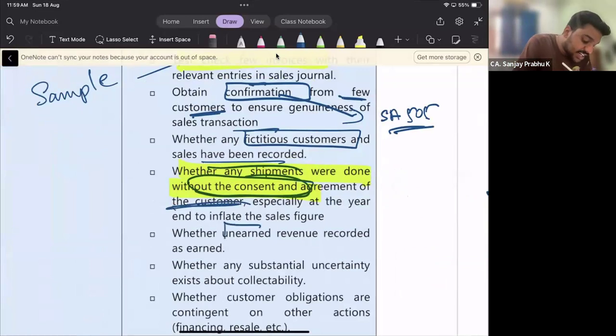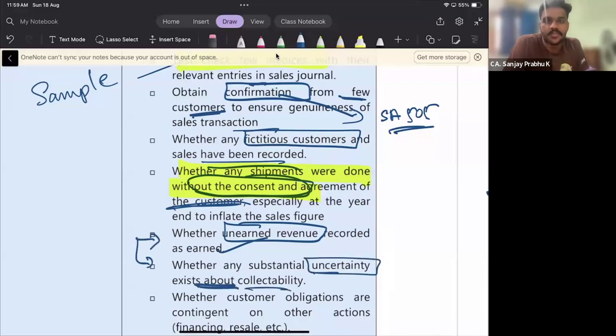Now, whether any unearned revenue has been recorded as earned. We all know we can record the revenue on accrual basis only when there is a certainty about the amount. These two points are the same: whether any substantial uncertainty exists about the collectibility. We can record revenue only when the amount to be received is certain, when it is very sure that the amount will be received. Accrual basis, AS 9, we can record the revenue on accrual basis. What is accrual basis? As and when the revenue is earned, not when the revenue is received. Whether any unearned revenue has been recorded, whether there is any substantial uncertainty about the collectibility.